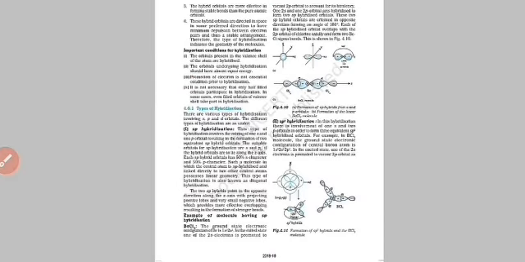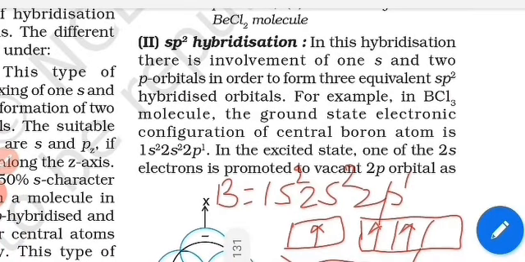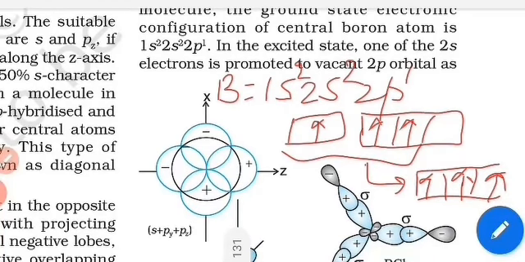Now second hybridization is sp2 hybridization. In this hybridization, there is the involvement of one s and 2 out of 3 p orbitals in order to form 3 equivalent sp2 hybridized orbitals. Let us take the example of BCl3 molecule. In BCl3 molecule, boron is the central atom. So let us discuss its hybridization.